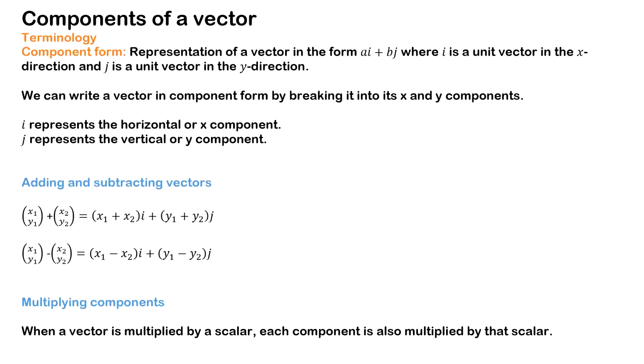When we are adding and subtracting vectors, to find your new I vector, you add the x coordinates, and when you're finding your J vector, you add the y coordinates. When multiplying components, when a vector is multiplied by a scalar, each component is also multiplied by that scalar. That is, the I is multiplied by the scalar and the J is multiplied by the scalar.